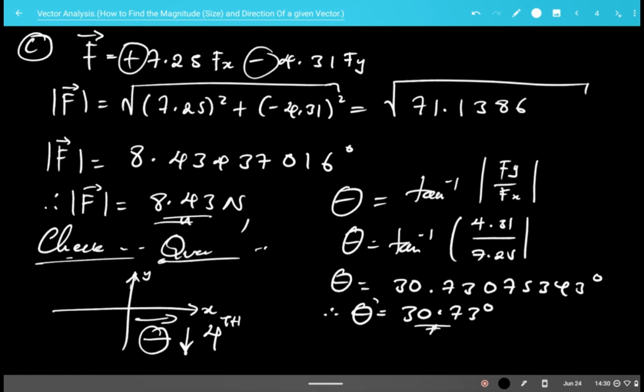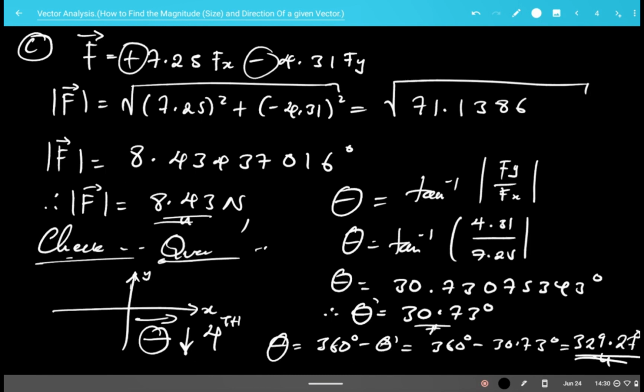In the fourth quadrant, my final angle theta will be equivalent to 360 degrees minus theta prime, which means I have 360 degrees minus 30.73 degrees. This in the end gives me 329.27 degrees, and that is the direction of this vector we're finding.